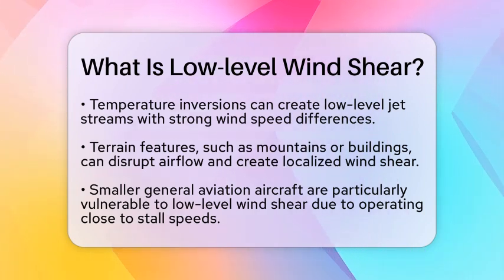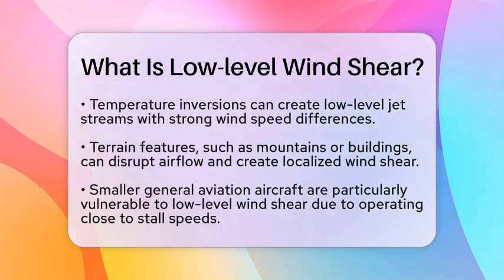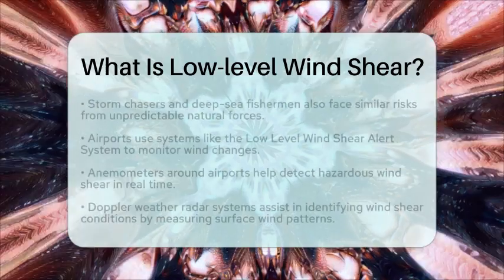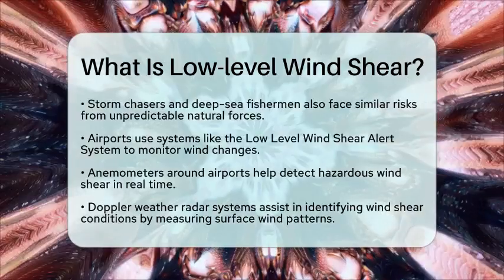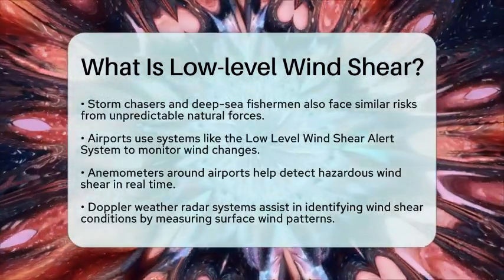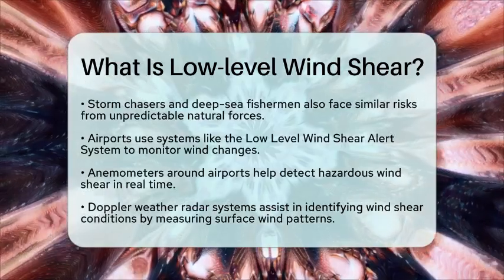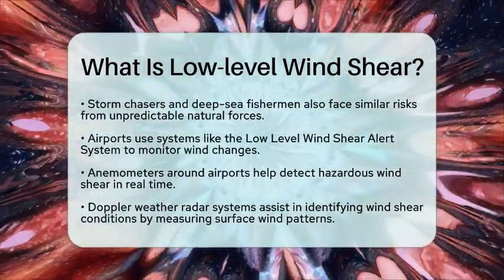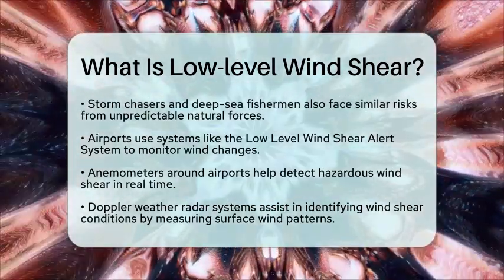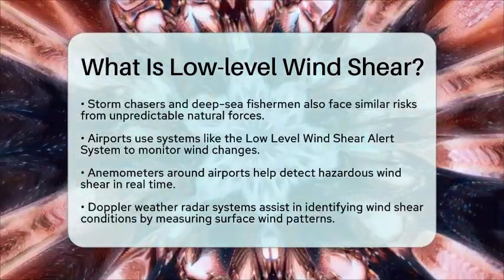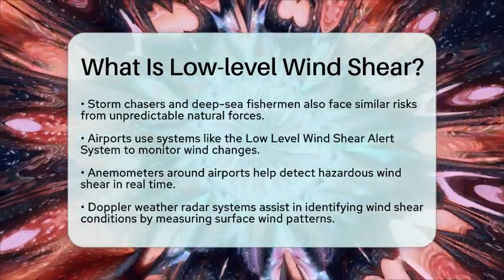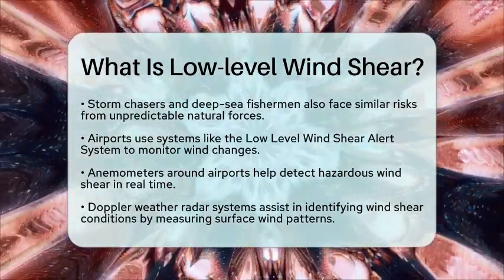To help detect and manage the risks associated with low-level wind shear, airports often use specialized systems like the Low-Level Wind Shear Alert System. This system employs multiple anemometers around an airport to monitor wind speed and direction changes in real time. If hazardous wind shear is detected, warnings are sent to air traffic control and pilots, allowing them to adjust their flight operations. Doppler weather radar systems at major airports also play a role in identifying wind shear conditions by measuring wind velocity patterns near the surface.